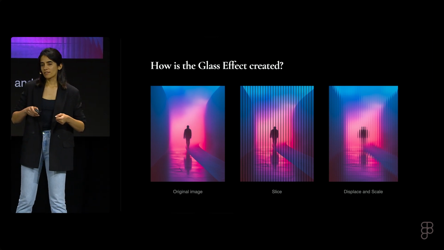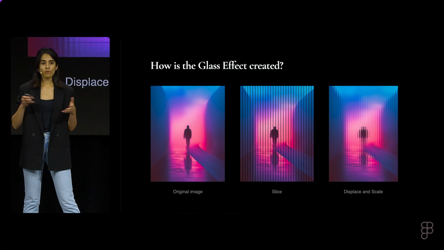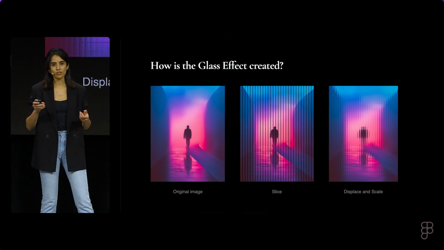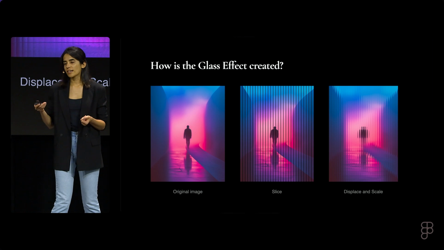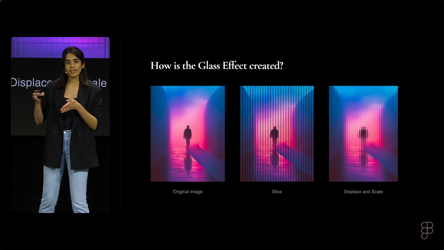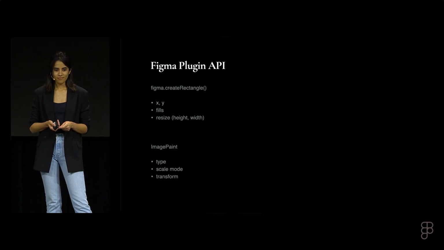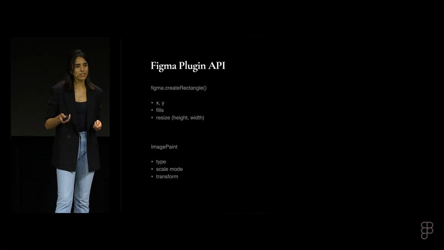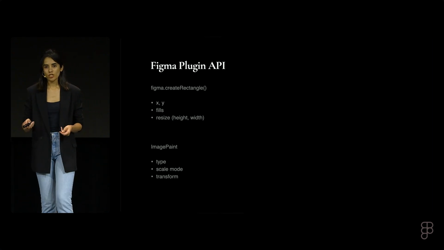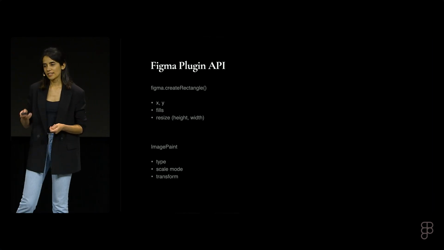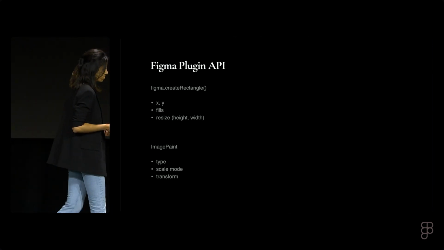Now, in order to create this effect, you begin by vertically slicing the image. The number of vertical slices is proportional to the strength that the user sets for the effect. And once the image is sliced up, the fill for each of the slices is displaced and scaled down horizontally. For this plugin, I primarily use the Create Rectangle function to create those vertical slices, and Image Paint to perform the displacement and scaling operations on the fill. Now, let's see how this works in code.